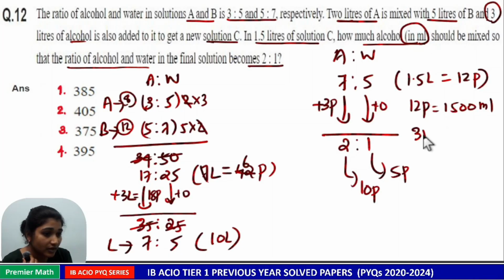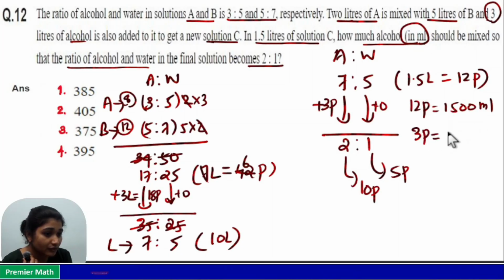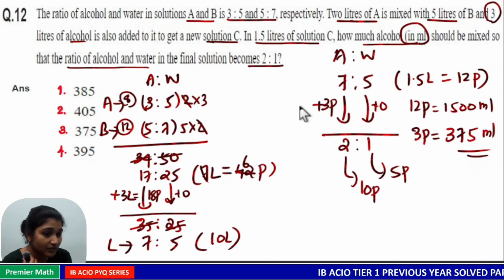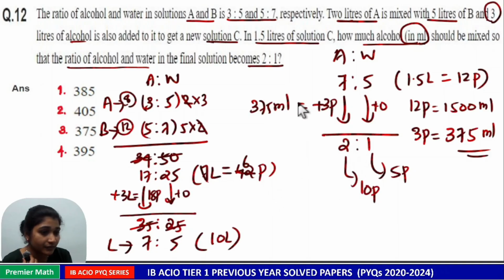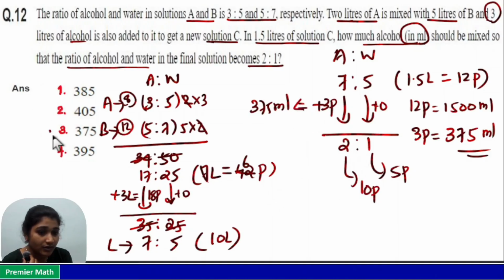Then from this find 3 parts. 3 parts is equal to, 3 goes 4 times in 12. So divide it by 4. 4 goes 3 times in 12, 7 times in 28 and 5 times in 28. So 375 ml is our answer. When you add 375 ml, the ratio becomes 2 is to 1. So option 3 is your answer.